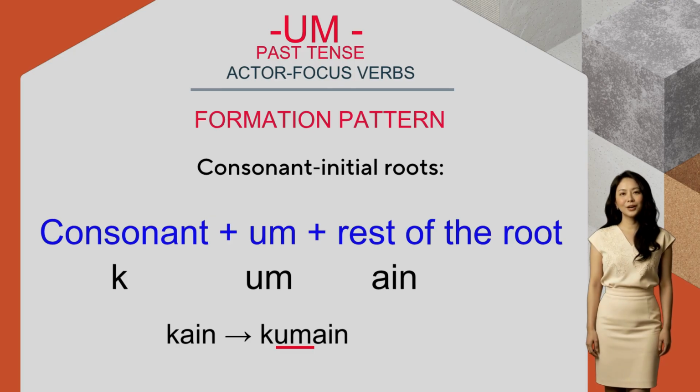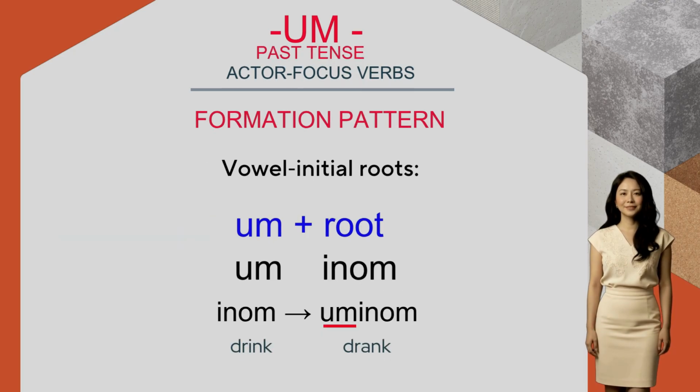For the roots that start with a consonant, for example, kain, the infix is inserted after the first consonant. So our formation pattern will be first consonant plus the infix plus the rest of the root. For example, kain. It becomes kumain. The infix is inserted after the k, then we copy the rest of the root. So from kain, it becomes kumain.